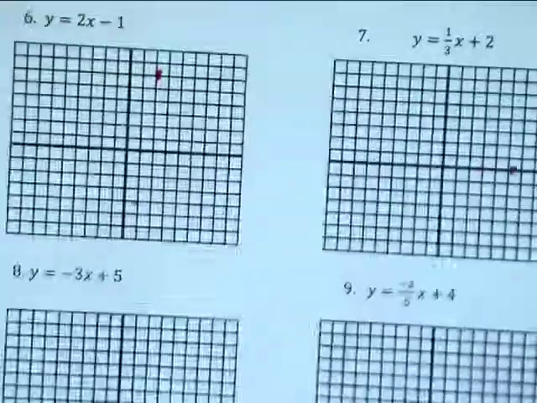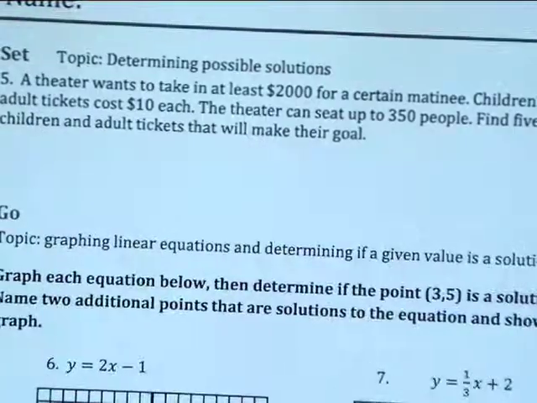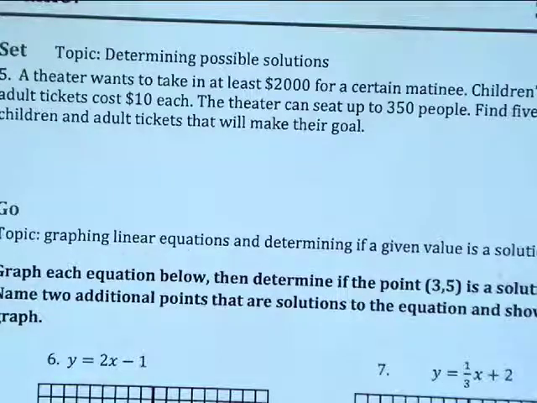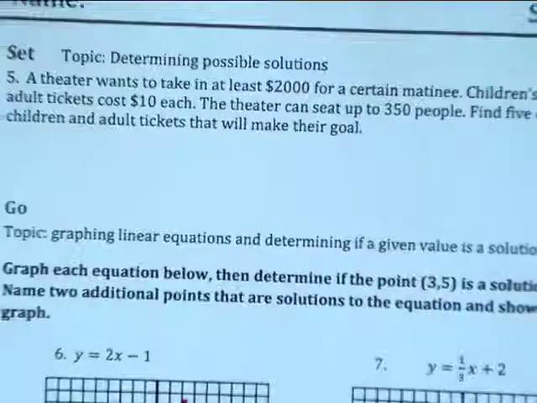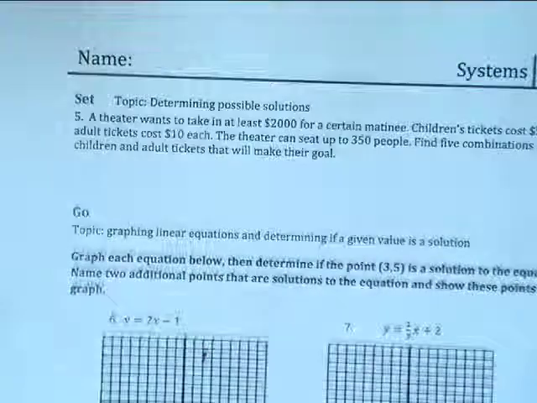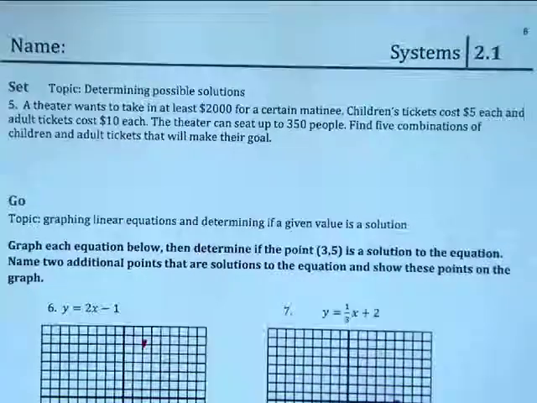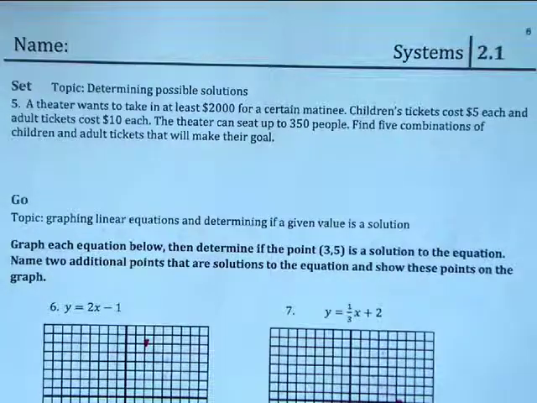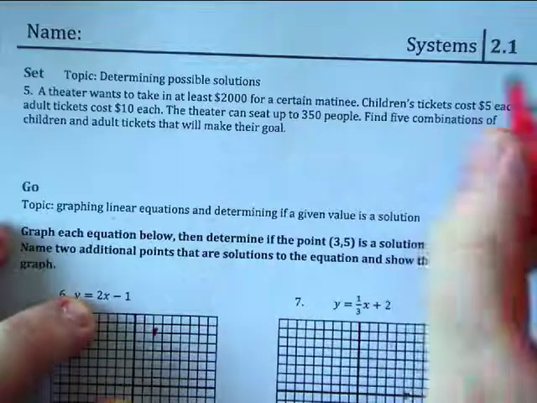If we flip over and look at number 5, a theater wants to take in at least $2,000 for a certain matinee. Children's tickets cost $5 each, and adult tickets cost $10 each. The theater can seat up to 350 people. Find 5 combinations of children and adult tickets that would make their goal. Okay, well, let's look through this.